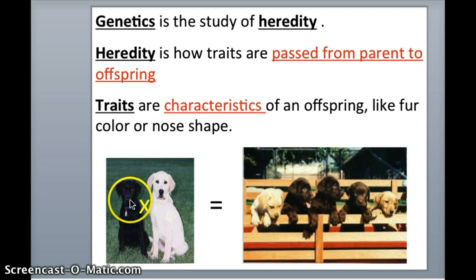And so you can see here's the mom and dad dogs, and it's a study of how their traits or characteristics, like their fur color or eye shape or nose shape, get passed on to their children, which is right here. Okay? All right, let's move on.